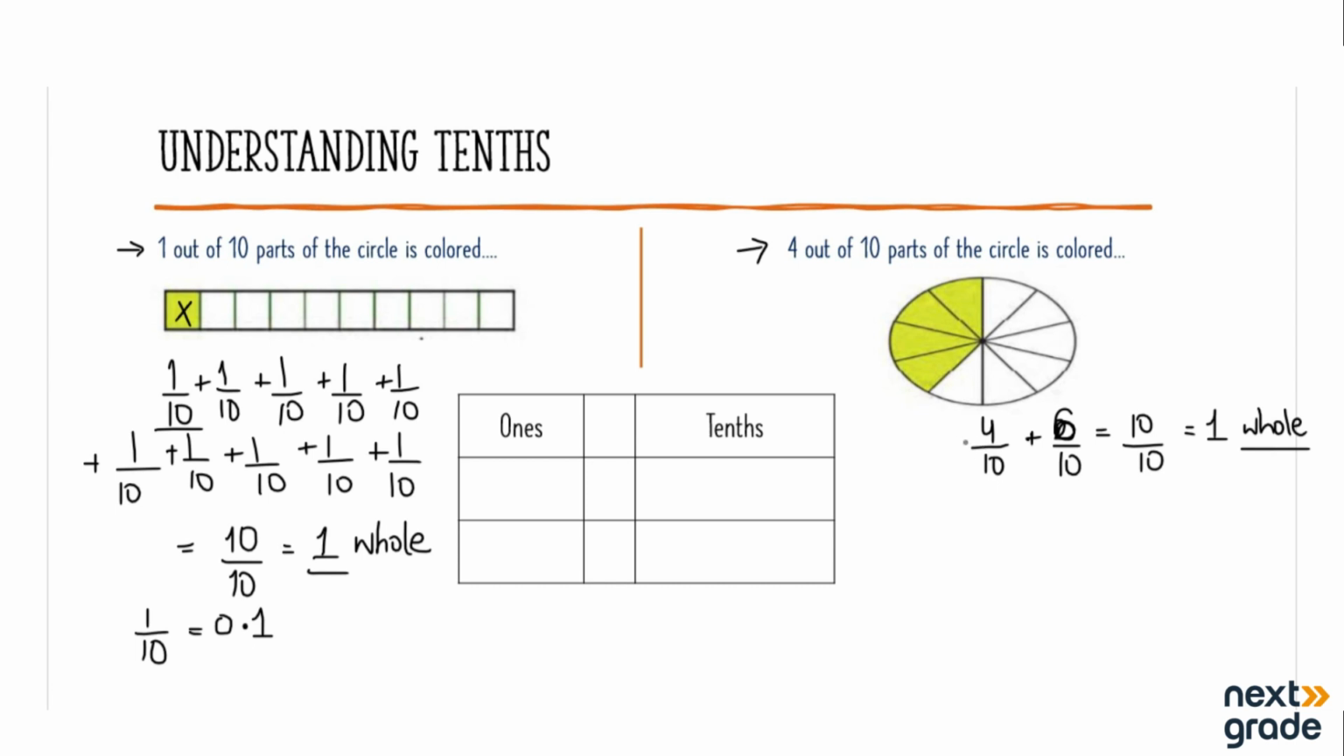But since we have a fraction over here, we are going to convert this fraction into a decimal number. How do we do that? We simply write 0.4. ठीक है? This is how we convert the fraction number into a decimal number.